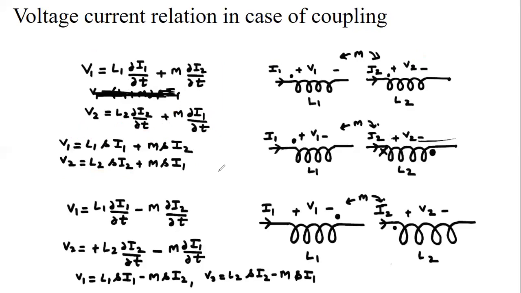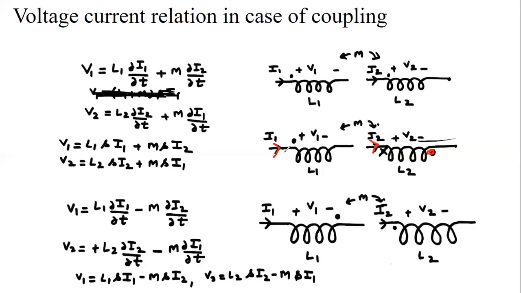Okay. Now for the second case, see the second case. In the second case, current in the first coil is entering from the dotted terminal, while in the second coil, current is entering from the non-dotted terminal, because this is my dotted terminal here. So flux does not support each other.